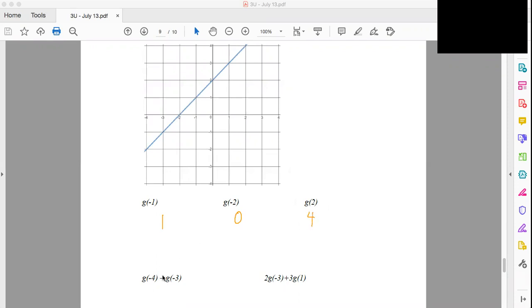For this guy, we're going to do the same thing that we had done before. So it's negative here. So -4 is at -2 minus the answer where it is -3, which is -1. So it gives us -1. Okay, same here. So 2 times our answer at -3, which is -1, plus 3 times our answer where it's at 1, so 3. So we have -2 plus 9, which is 7.